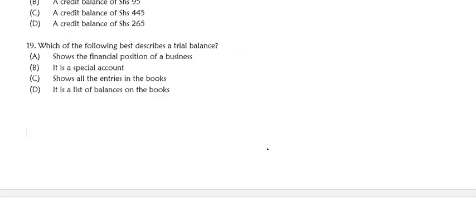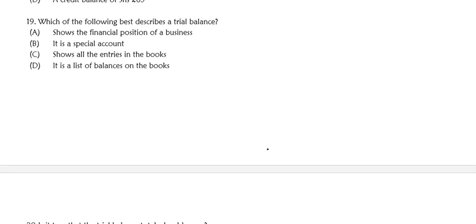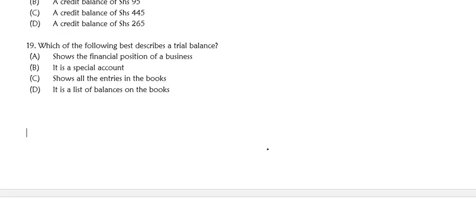Which of the following best describes a trial balance? Shows the financial position of the business? No. The trial balance does not show the financial position of the business. That is the statement of financial position. It is a special account? No. Shows all entries in the books? No. It is a list of balances on the books? Yes. Trial balance is a list of balances in the books. So 19, the correct option is D.